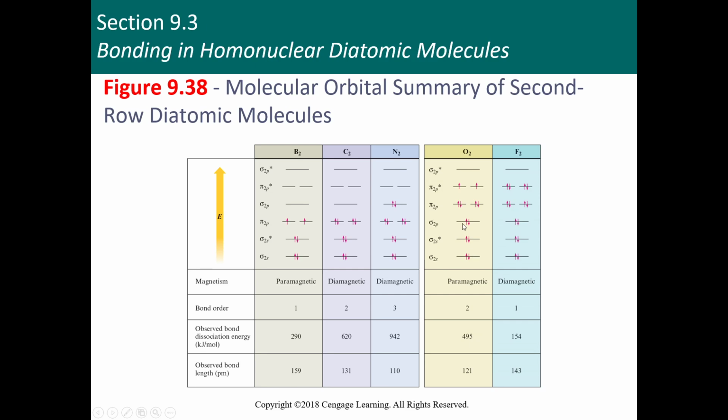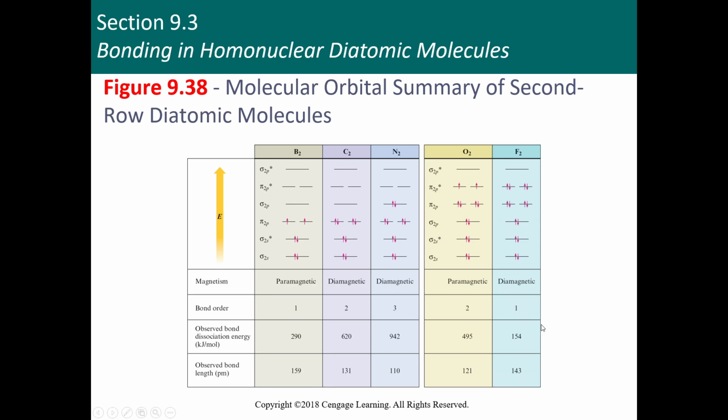Notice again, you could include these and you get the same answer. It doesn't matter. All right, so here we look at this. And again, we count up our number of bonding versus anti-bonding. That's 2, 4, 6 bonding minus 2, 4 anti-bonding, leaving us 2 electrons, divide by 2, and we find out it is a bond order of 1.